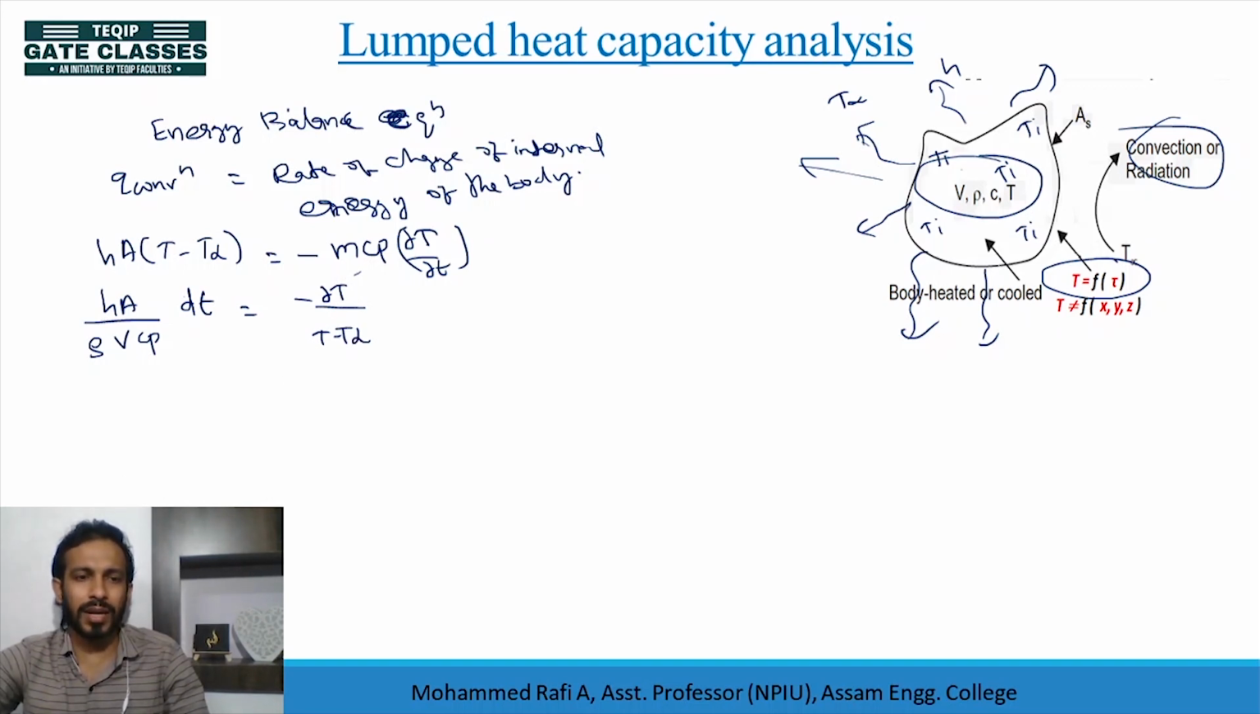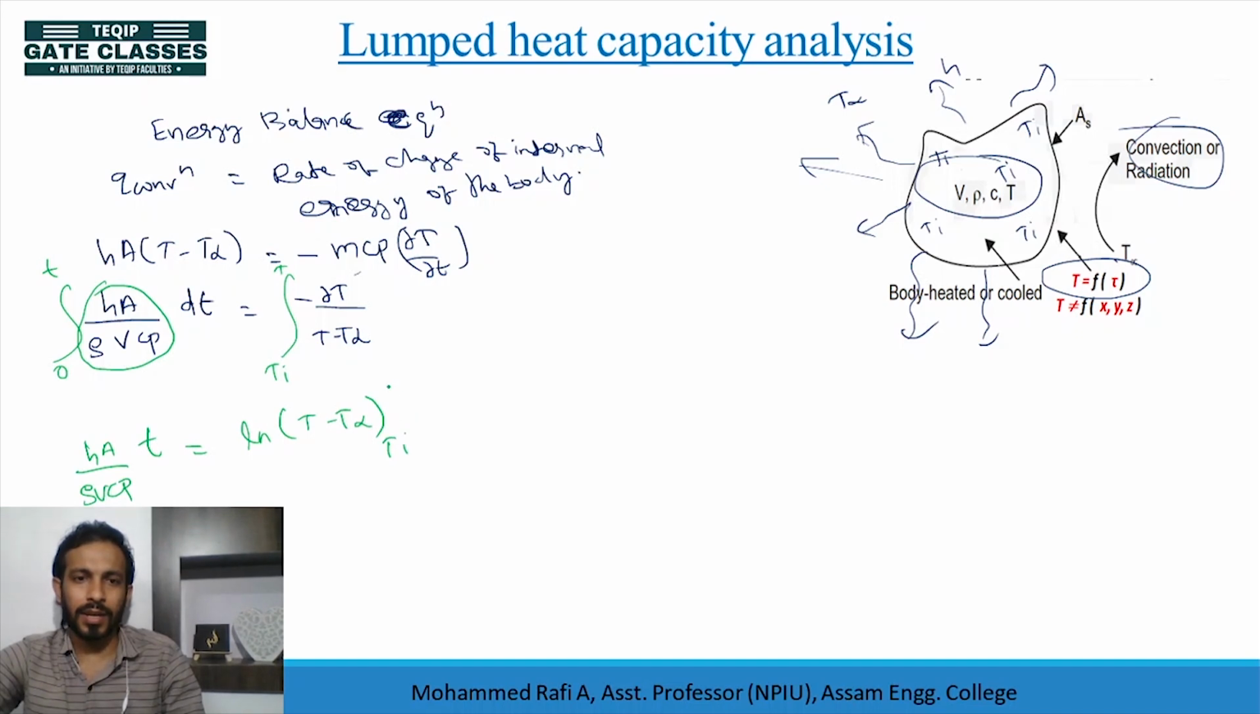So this is the scenario at any random time. If I just want to see what will be happening at any time t, starting from the initial state Ti to T, with the temperature varying from Ti to T, I can use the integration technique. This whole hA by rho V Cp will be a constant, and hA by rho V Cp into t should be equal to minus the logarithm of (T minus T infinity) from Ti to T.